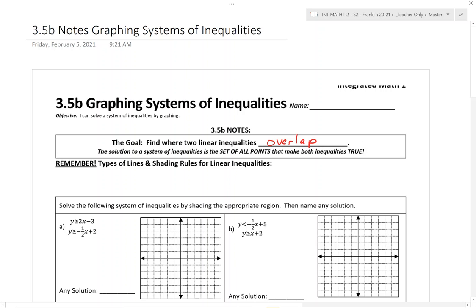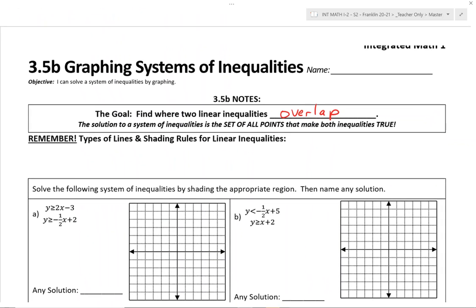Okay, so the solution here to a system of inequalities is a set of all points that make both inequalities true. So where a system of equations has one solution typically, a system of inequalities will have infinite solutions based on the shaded region that is overlapping.